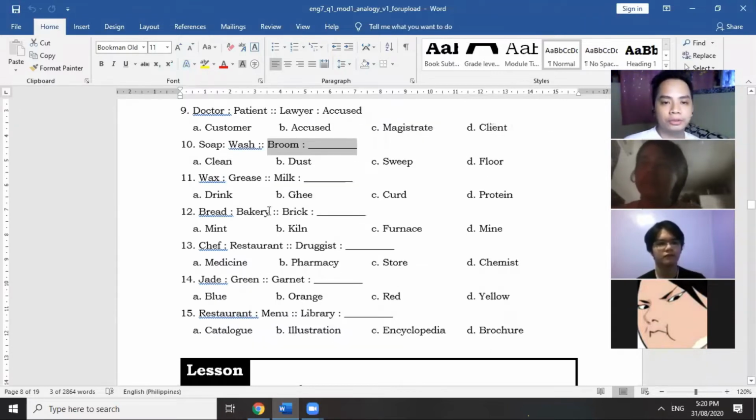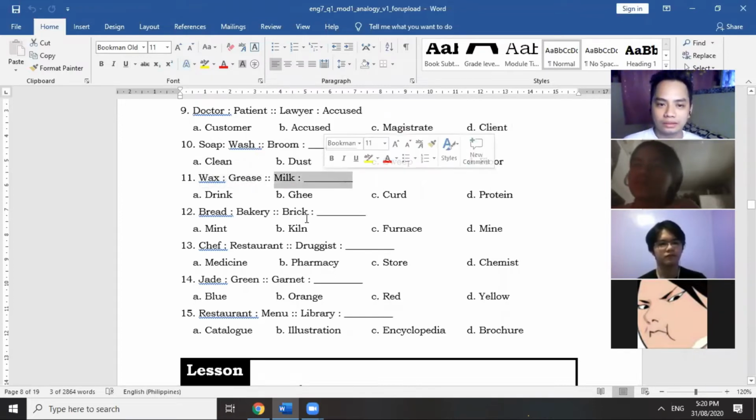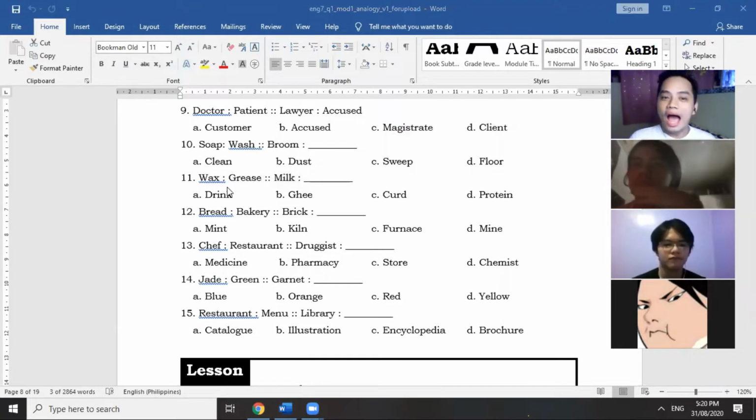Okay, let's go to number 11. Wax, grease, milk, what? What is the relationship of wax and grease? I think it's like the other term. If it's greasy, there's wax to it. So wax is the other term of grease. Milk relates to what word here? What is ghee, people? Ghee refers to a class of clarified butter that originated in ancient India. It's commonly used in the cuisine of the Indian subcontinent. So, what do you think is the answer here?